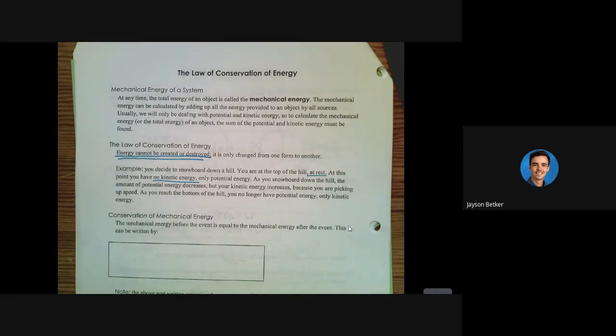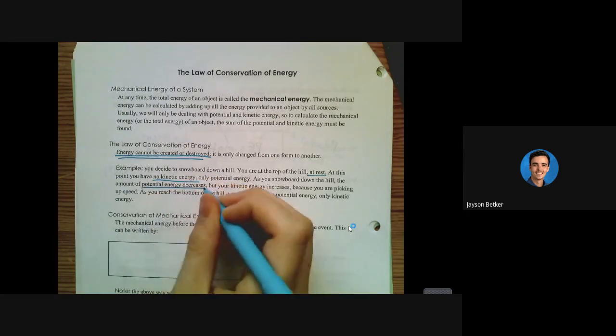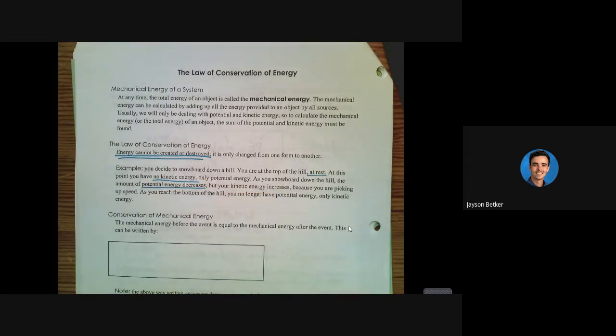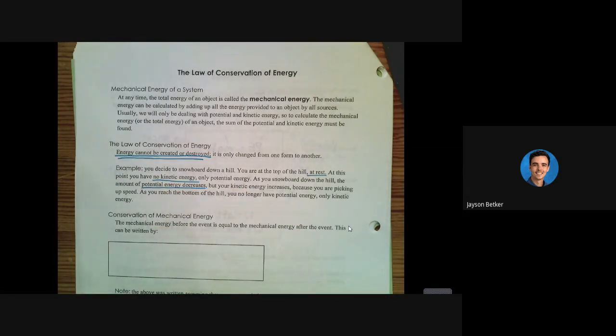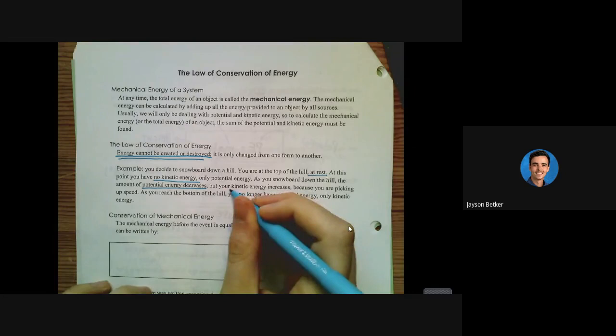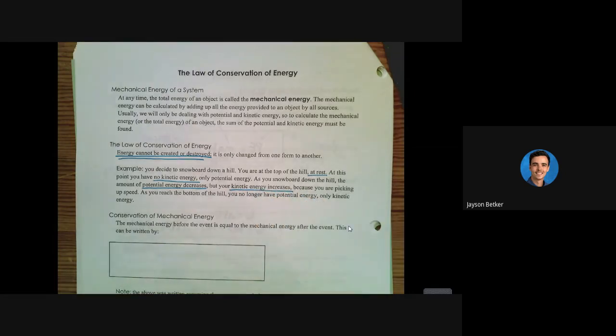Now, as you snowboard down the hill, your potential energy decreases because you're making your way down closer to the part of the hill that has no slope. Okay? You're actually losing that height. So as you go down the hill, your potential energy decreases. But what's going on as you go down the hill is you're increasing your speed. And therefore, you're not losing potential energy. Potential energy is just being converted into kinetic energy. So as your potential energy decreases, your kinetic energy increases because you're picking up speed.